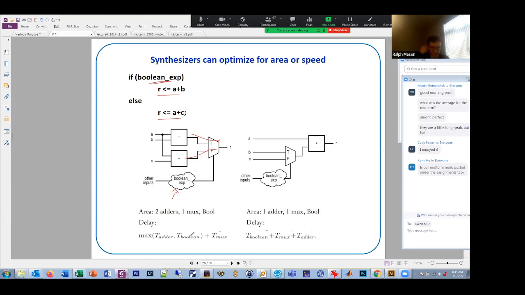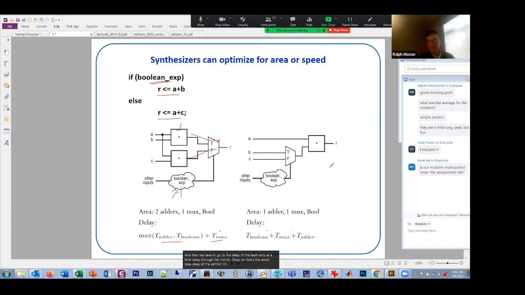Sorry about that. So what's the maximum delay of the circuitry? It's going to be the maximum of either the adder or the Boolean expression. So either one of these adders or this Boolean expression is going to be the longer delay. So it takes the maximum of those, and then we have to go through the delay of the mux, the time delay through the mux, okay? So that's the worst case delay of the circuit.